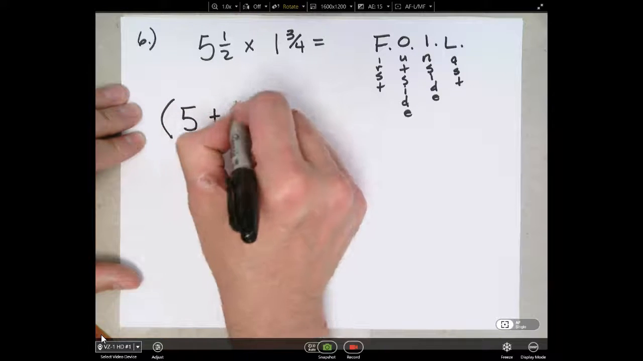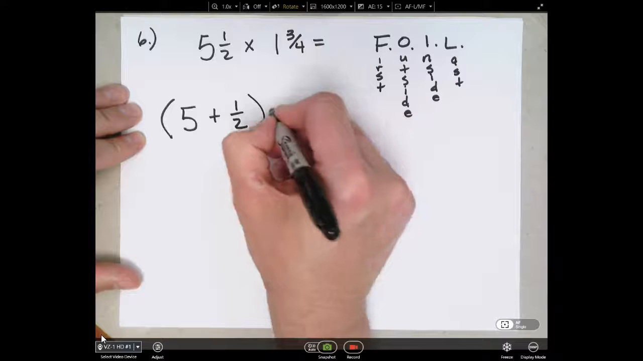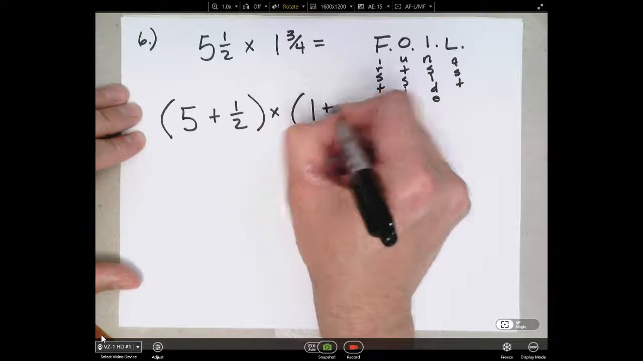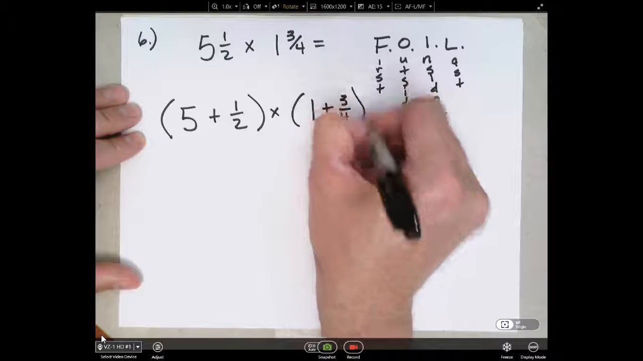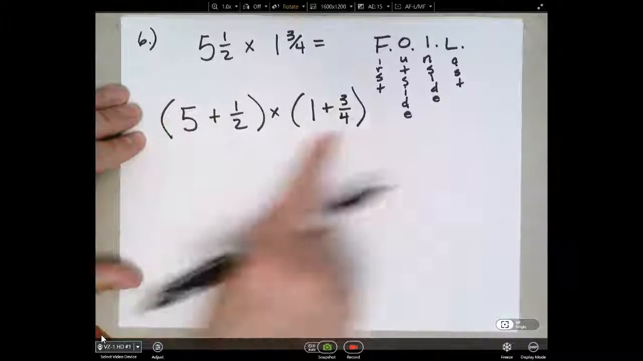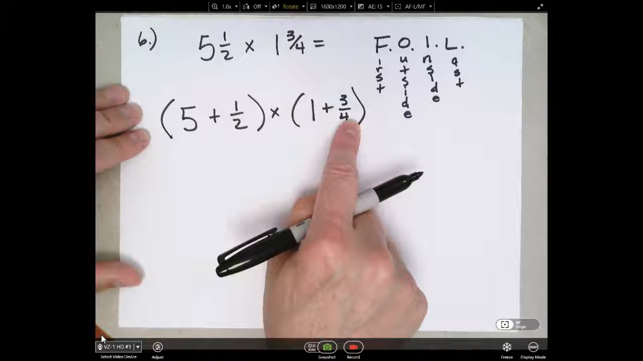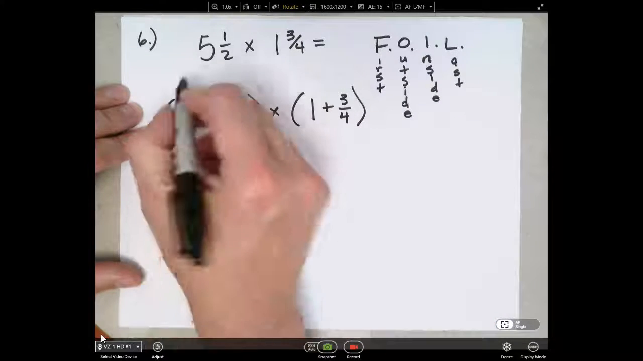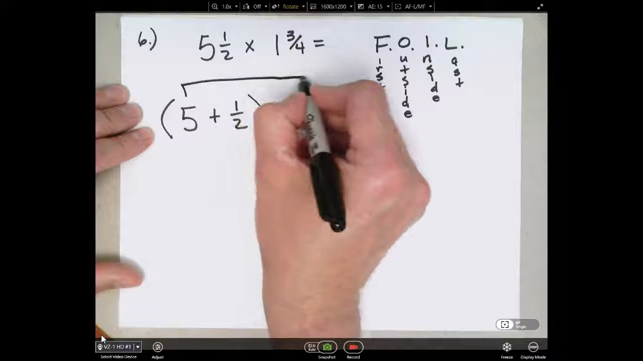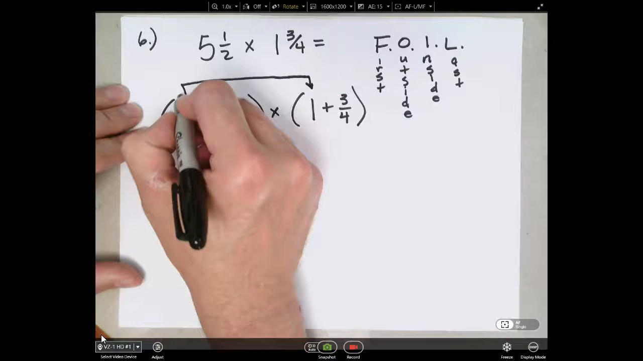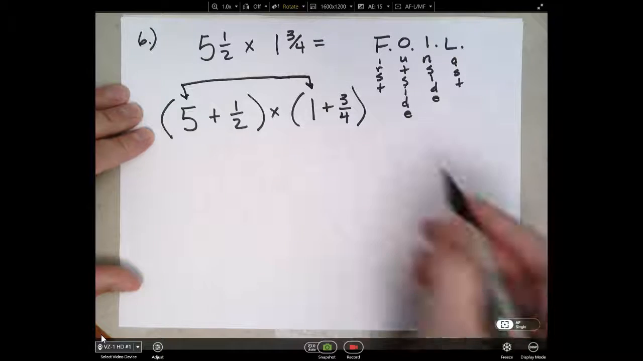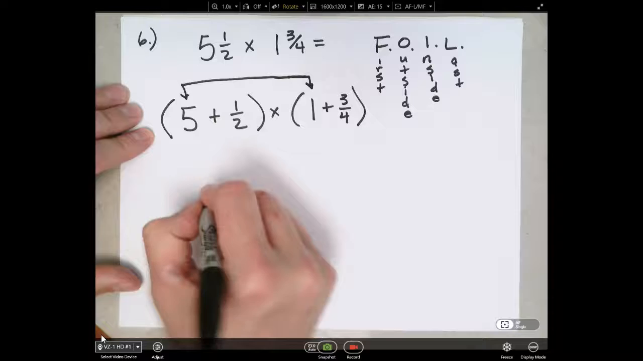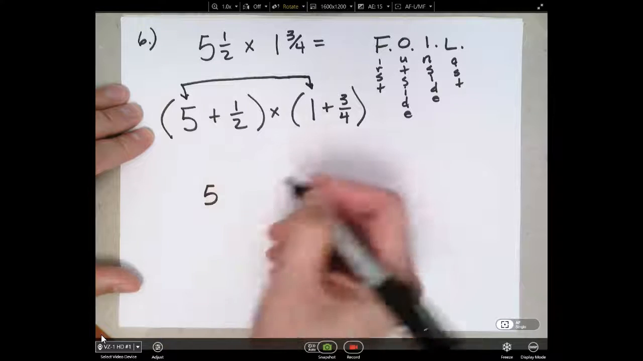So again, if we break each of these up into their parts, we have 5 plus 1/2, and we're multiplying that by 1 plus 3/4. And to get our 4 amounts that we need from inside the box without drawing the diagram, all we have to remember is we multiply the first number in the first bracket by the first number in the second bracket. So there's our 5 times 1 is 5.